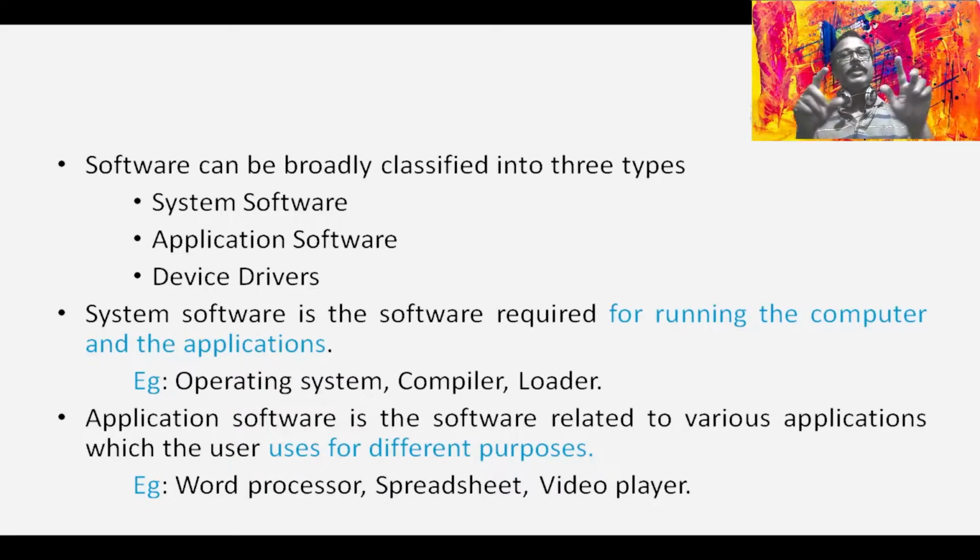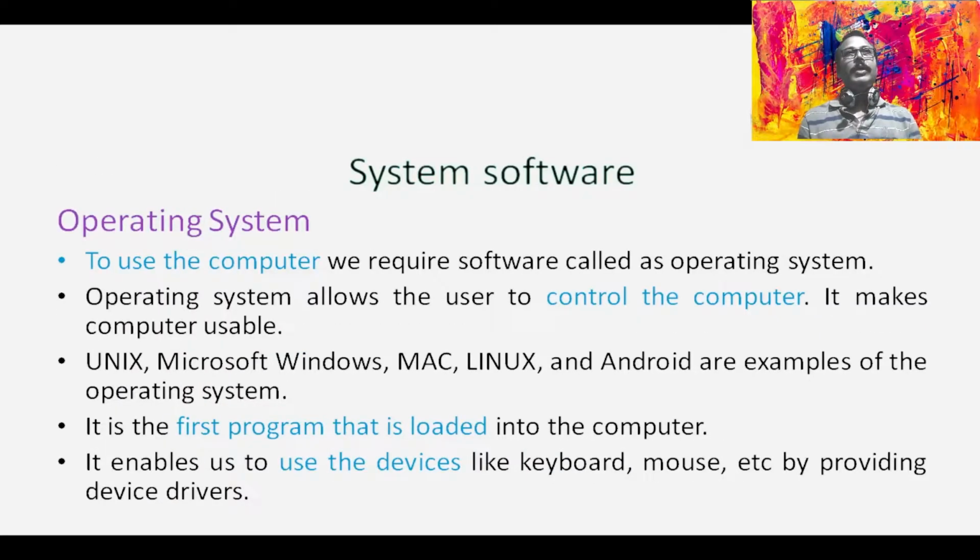Spreadsheet means something like Excel, which is basically used to do accounts. That also comes under application software, and so does the video player. Whenever you click any video, it is played. How is it played? It is the application which is invoked, which understands the contents of that file and plays it accordingly. We'll discuss different system software first and then application software.